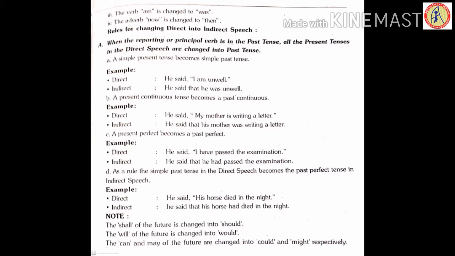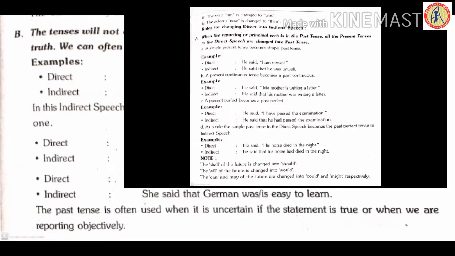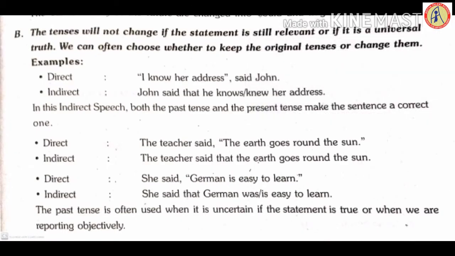And note, shall of the future is changed into should. It means the modal verbs are going into the past form: will, would; can, could; may, might. So it changes according to the situations. And the tenses will not change if the statement is still relevant or if it is a universal truth. Note this point.